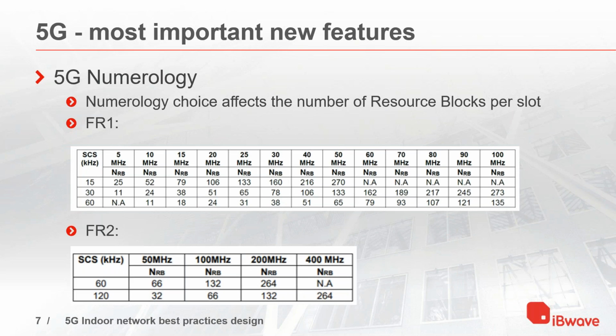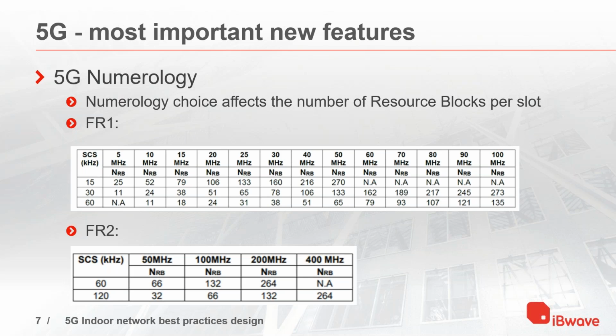Numerology choice affects the number of resource blocks per slot. There you will see the number of resource blocks per slot for subcarrier spacing of 15, 30, and 60 kilohertz, which is numerology 0, 1, 2, at FR1 at lower frequencies. And there is a listed number of resource blocks per slot for FR2 for subcarrier spacing of 60 and 120, which is numerology number 2 and 3.